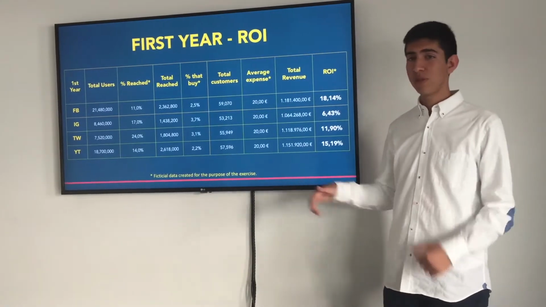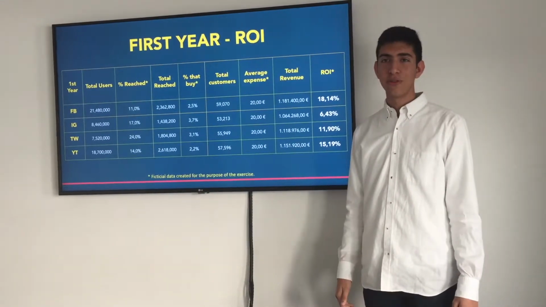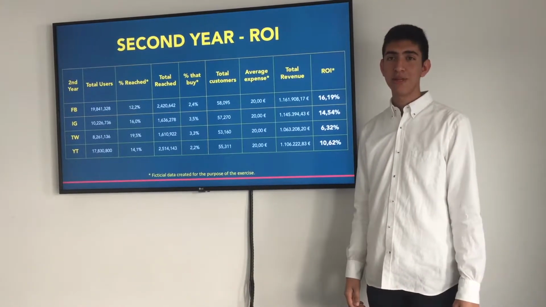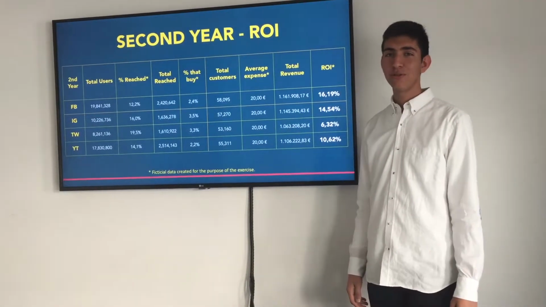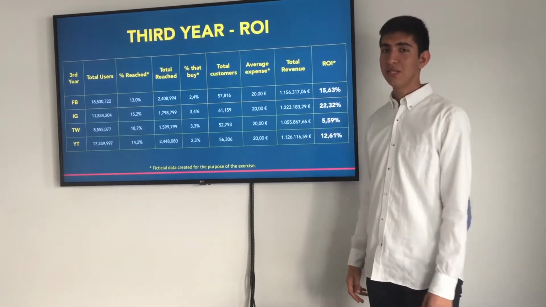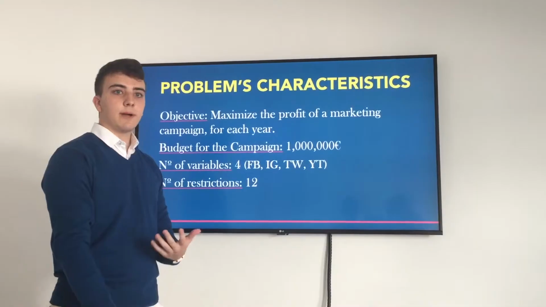We repeat the process with the other 3 social networks, with their respective expected percentage rates. This process is repeated in each of the following years, using the total users we got before. This is for the second year. And this is for the third year. Let's go back to linear programming.